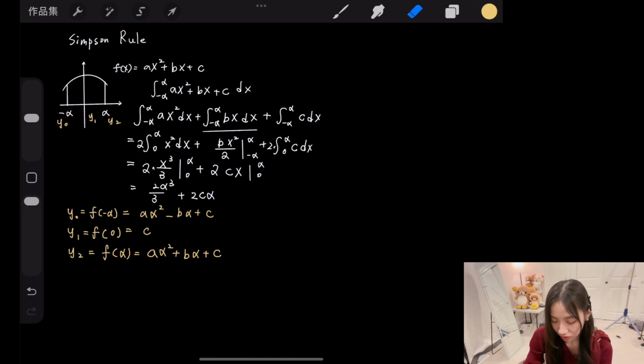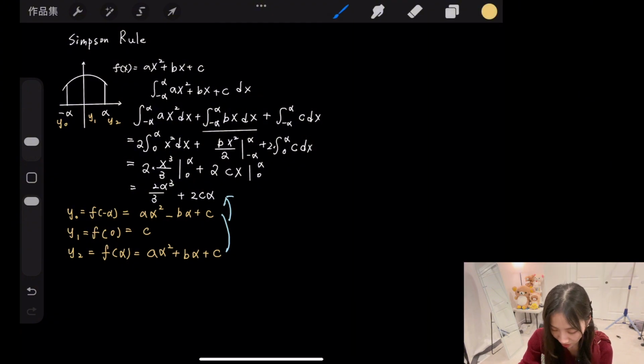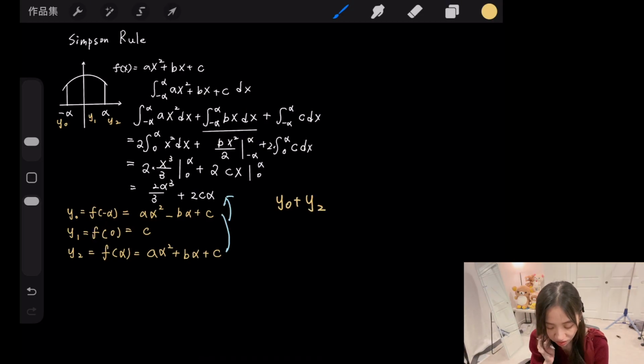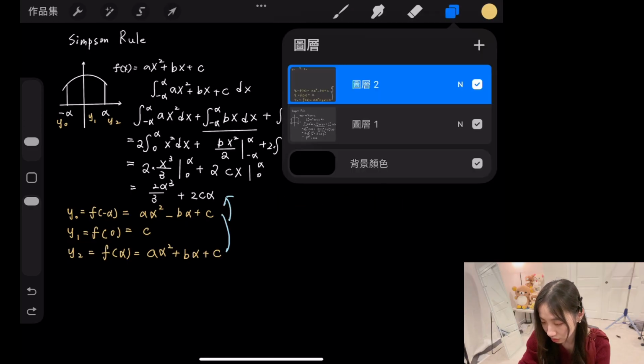Okay, we'll use a different color. To make them similar, then you will observe: if we use y0 plus y2, then your b times alpha will disappear, right? Which will be 2a times alpha to the power of 2 plus 2c. So let's do it one by one. I think I need to use a different color. Sorry, let me write it down one more time.